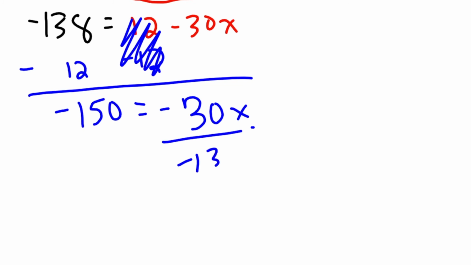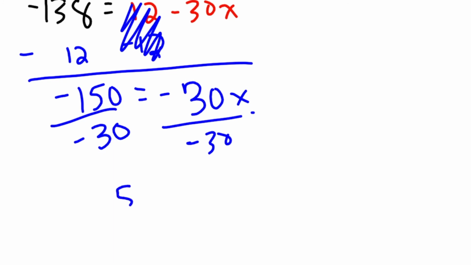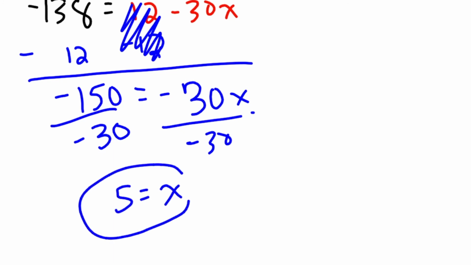Divide by negative 30. Oh my word, I did it again. Try it again. Divide by negative 30, there we go. And we get that 5 is equal to x, or x equals 5.